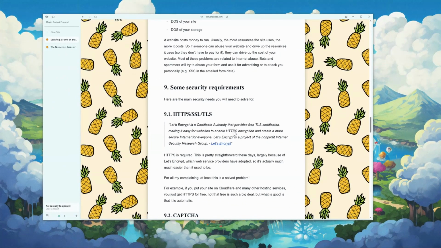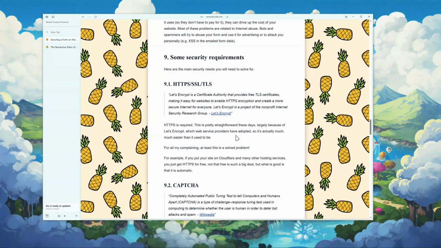So here are some of the security requirements you're going to have to think about if you're building your own form. First is SSL, HTTPS, TLS, whatever you want to call it, right? Like you need a certificate, you need HTTPS. This is largely a solved problem, right? Because of Let's Encrypt, most service providers are able to give you free certificates. This is actually one of the more happy things that sort of happened in the internet. This has actually made things easier, things safer.